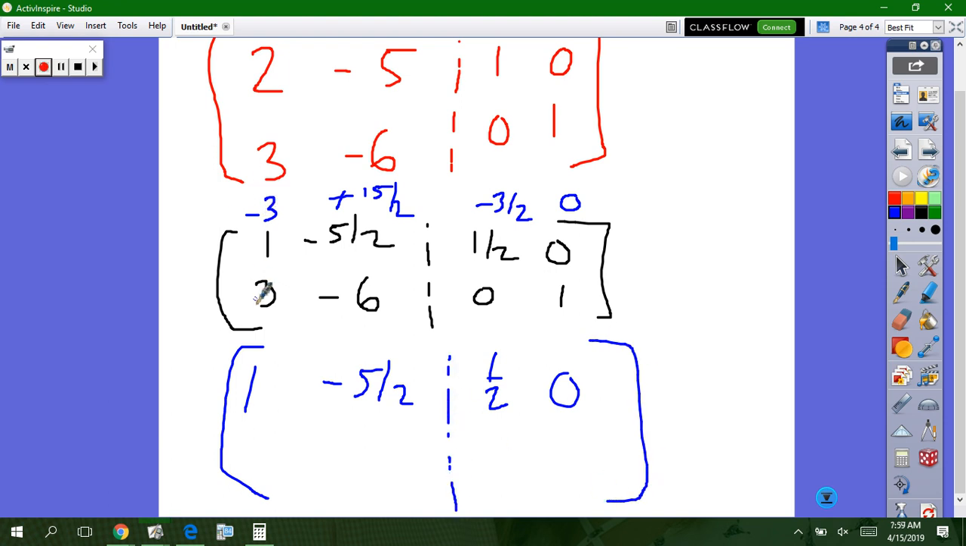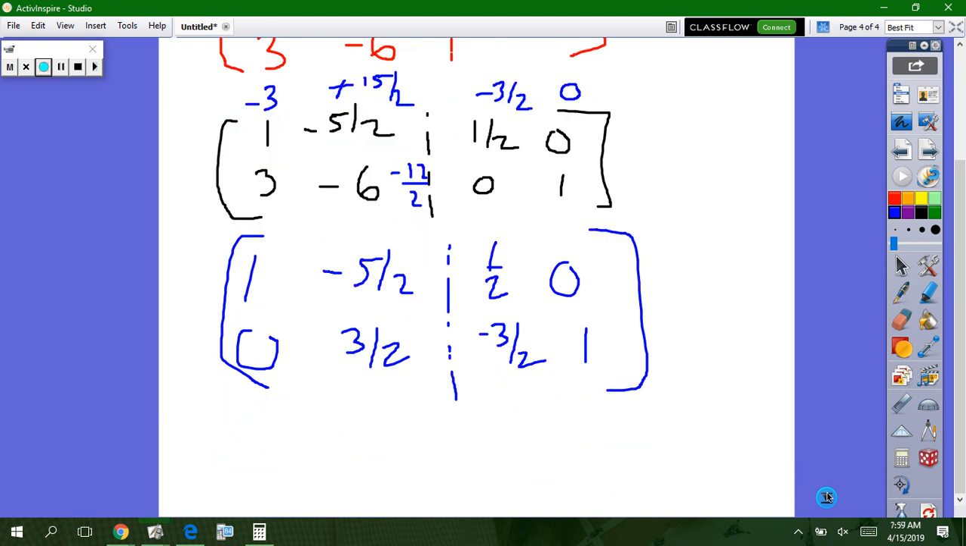What's -3 plus 3? 0. 15 halves minus 6. 6, by the way, is 12 halves. Correct? Getting a common denominator. Would you guys agree with me there? 15 halves minus 12 halves is 3 halves. -3 halves plus 0 is -3 halves. 0 plus 1 is 1. Are there any questions so far on how I have this result? Pretty easy so far. Stuff we've already learned, right?